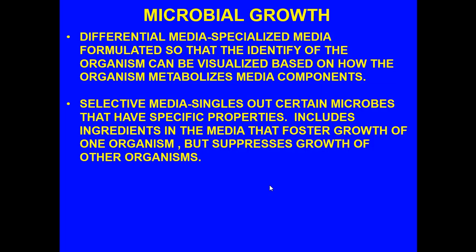Selective media singles out certain microbes that have specific properties. It includes ingredients in the media that foster the growth of one organism, but suppress the growth of other organisms. It may have, for example, bile salts in it that certain organisms would not be favored by, but other organisms would have no problem with.